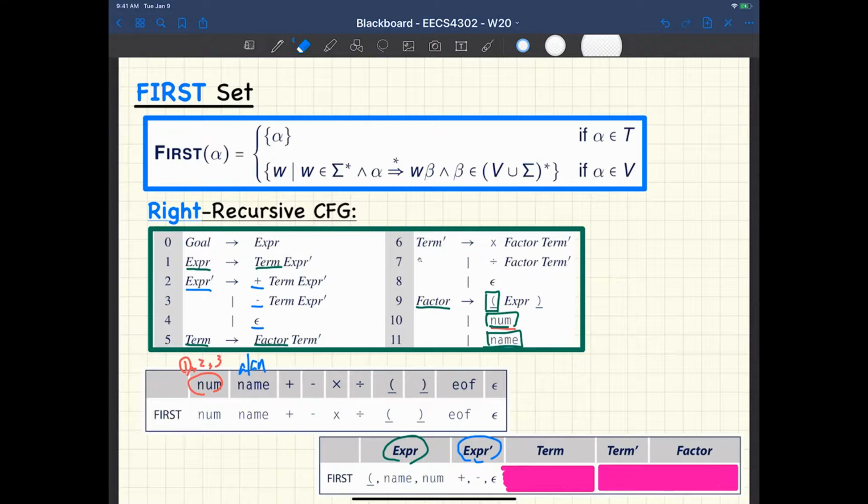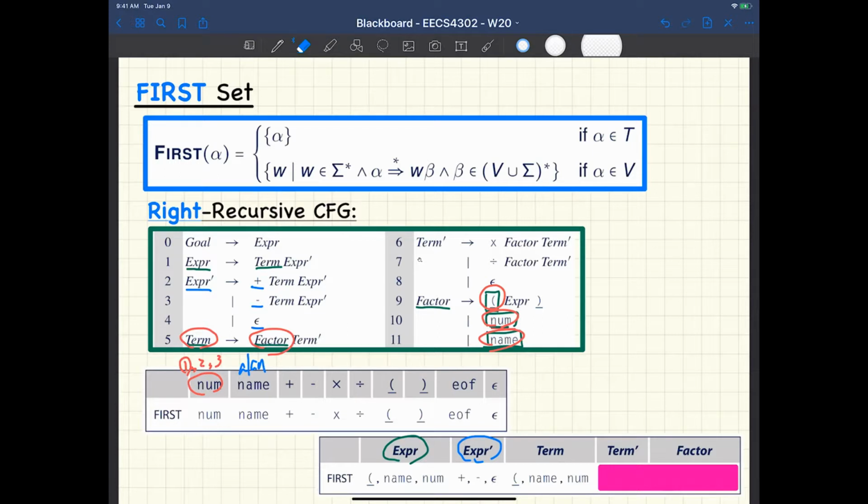Okay. How about term over here? What should be the first set for term? Okay, let's try. Actually, term would be also easy, right? Would you agree? Term itself must first produce factor. Factor must first produce either this or this or this. Wouldn't you agree? The first of term would just be the first of expression. Agree? Okay, term will be like that.